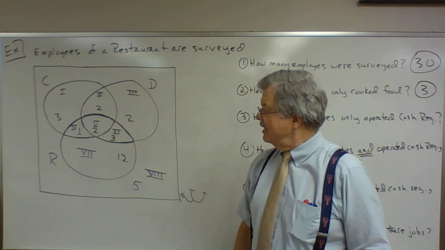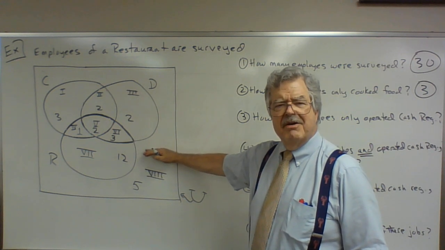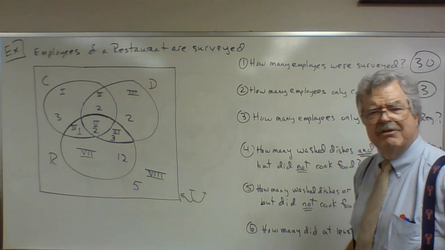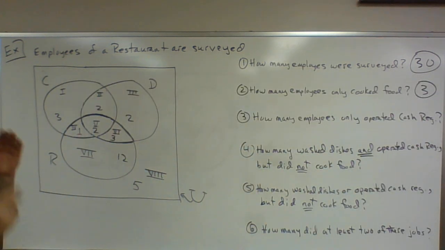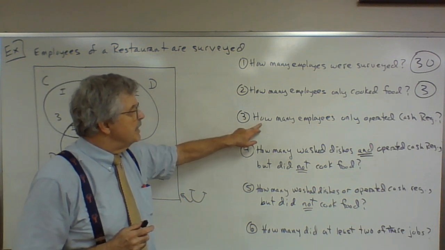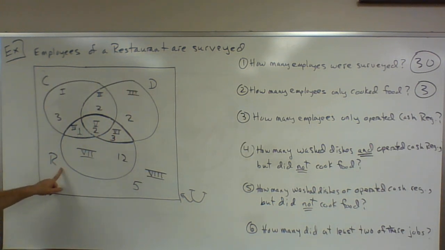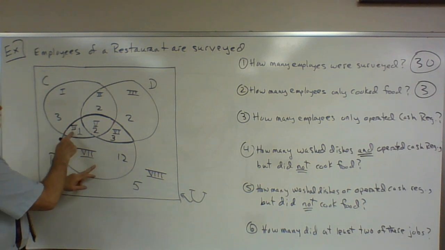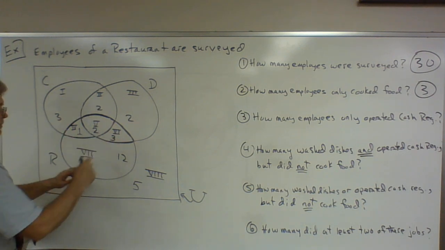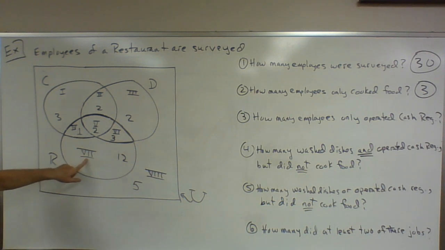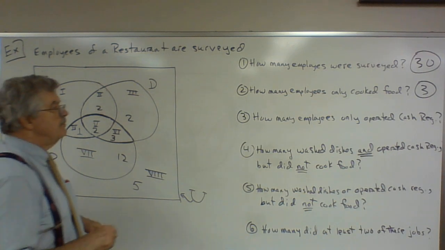Oh, wow. You know what? Once we get our Venn diagram filled out, these questions are a snap to answer. How many employees only operated the cash register? Okay. People who operated the cash register are in the cash register circle. And the ones who only operated the cash register are not in circle C, and they're not in circle D. So region 7 is the region of those people who operated the cash register and they didn't do anything else. So that's 12 people.